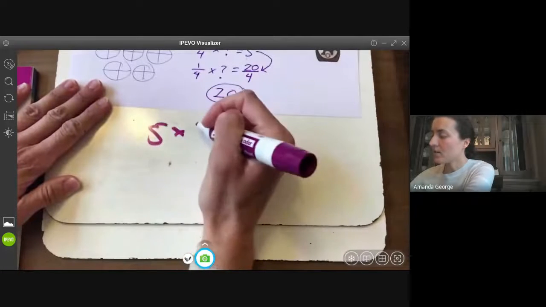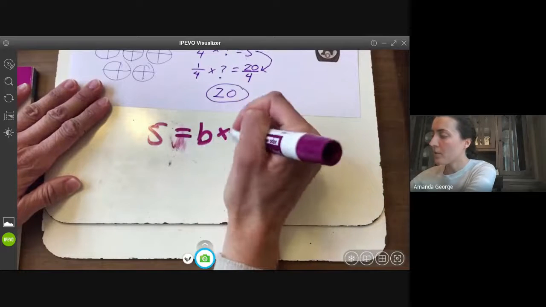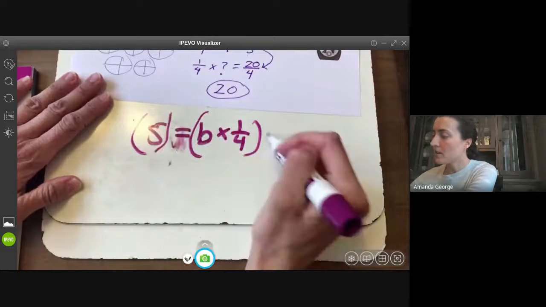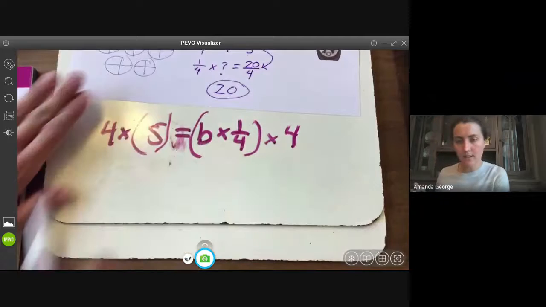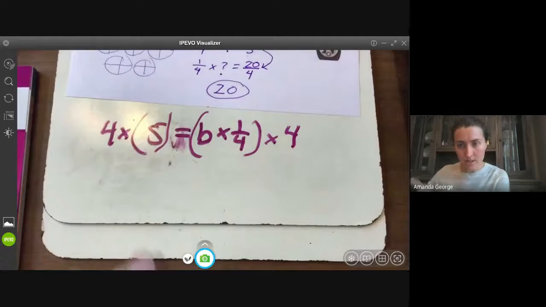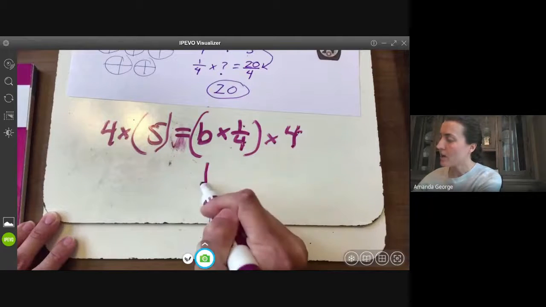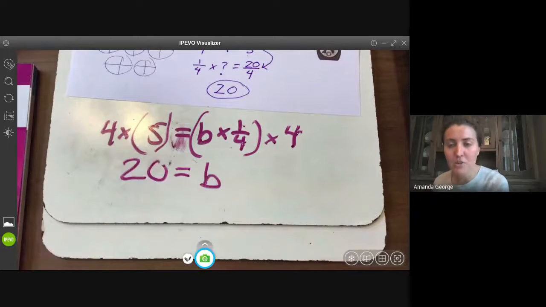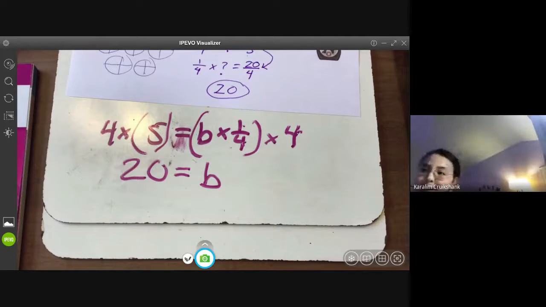I love it. So you said, 5 equals b times 1 over 4. And then you knew that if you multiplied by 4 on both sides, it keeps the equation equal because you're doing the same thing to both sides. And you said, well, 1/4 times 4, that's just 1. So that's just going to leave me with b. Good algebra. Nice.